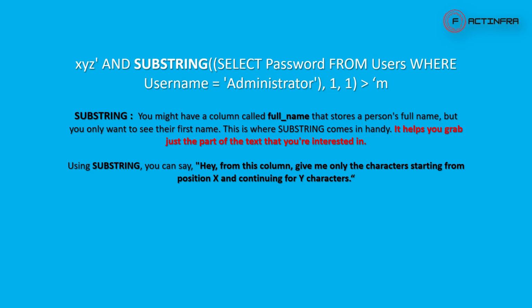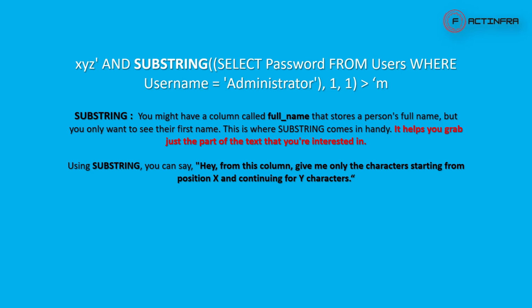Okay, so now again, go to our condition: and substring select password from users where username equal to administrator. It's saying select the password from users where username equal to administrator, which means we are fetching the password for the administrator user, and not the complete password. After this query, you can see the single quote, 1 comma 1 comma 1.